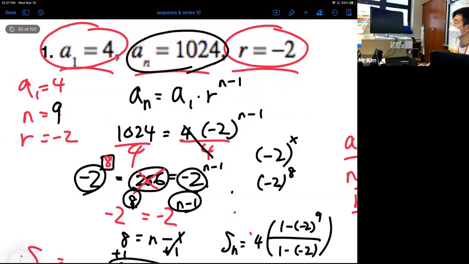The last term is 1,000. Yeah. So it's got to be way more than 1,000. Make sure you have negative 2 parenthesized.